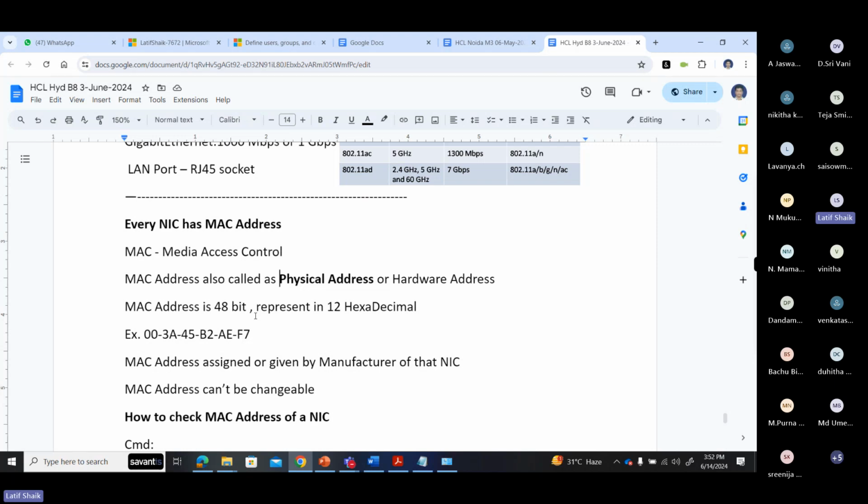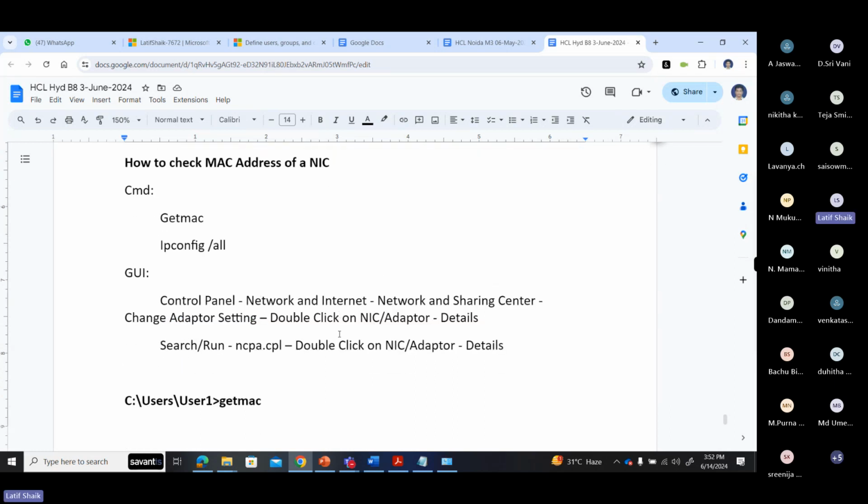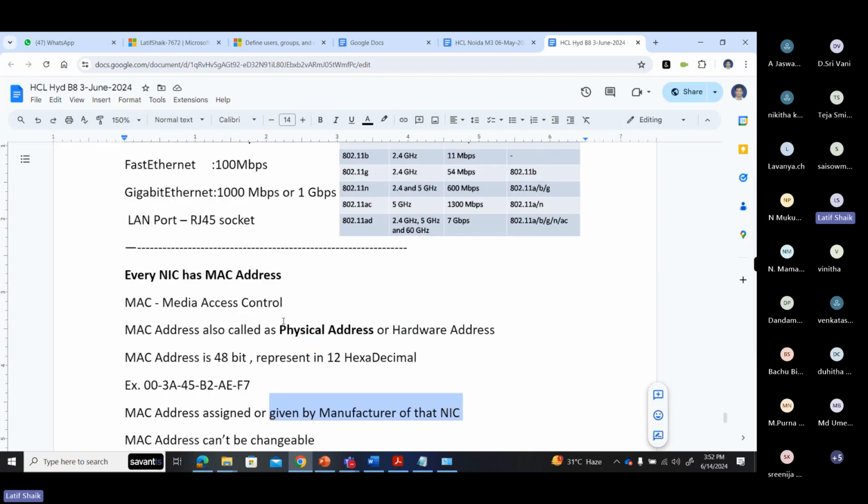Like your IP addresses, we can change IP addresses as per our network, but MAC addresses we cannot change. And these MAC addresses are assigned by the manufacturer of the NIC.